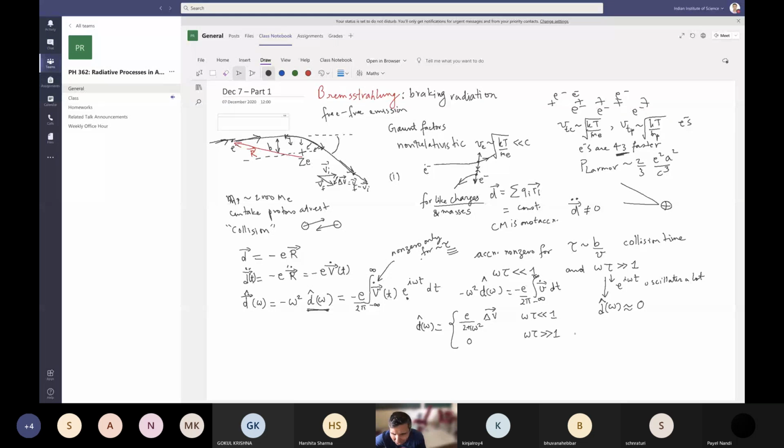So basically, you don't see radiation at frequencies higher than the frequency corresponding to this crossing time, that is, for omega greater than v by b. Radiation is present only for omega less than v by b. This is easy to understand, because the time scale for this acceleration is tau. So only for low frequencies will you experience any acceleration, not for high frequencies, because all those phases oscillate and give you 0.